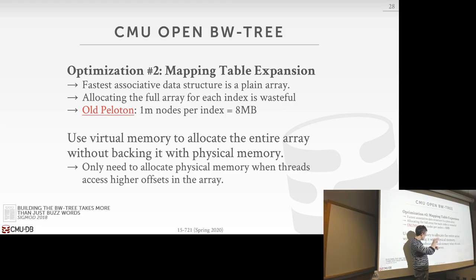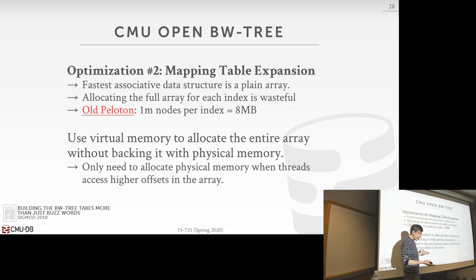It's less than that because we're only storing things in the leaf nodes. But roughly that's what it is. So to allocate an array with 64-bit pointers with 1 million entries is 8 megabytes. It doesn't seem like a lot, but if you load the TPC database, every table has 2 or 3 indexes. So for every table, I'm creating 3 indexes. So 8 megabytes starts to add up a lot from actually not storing anything.